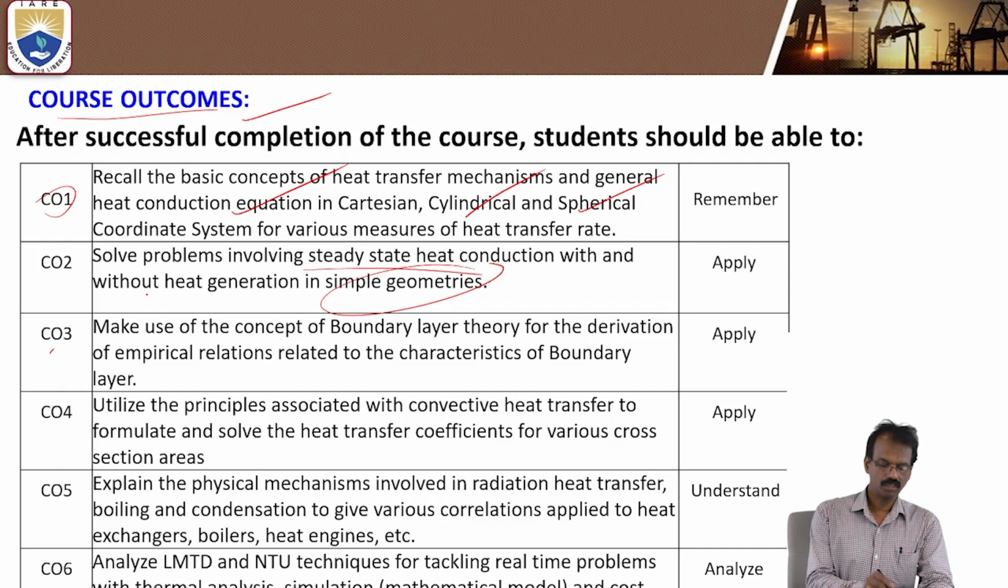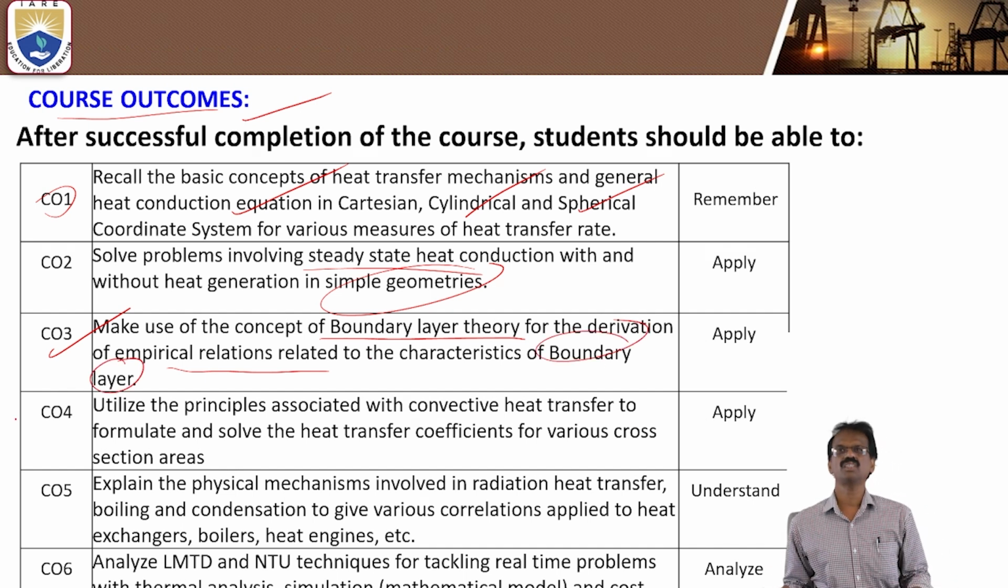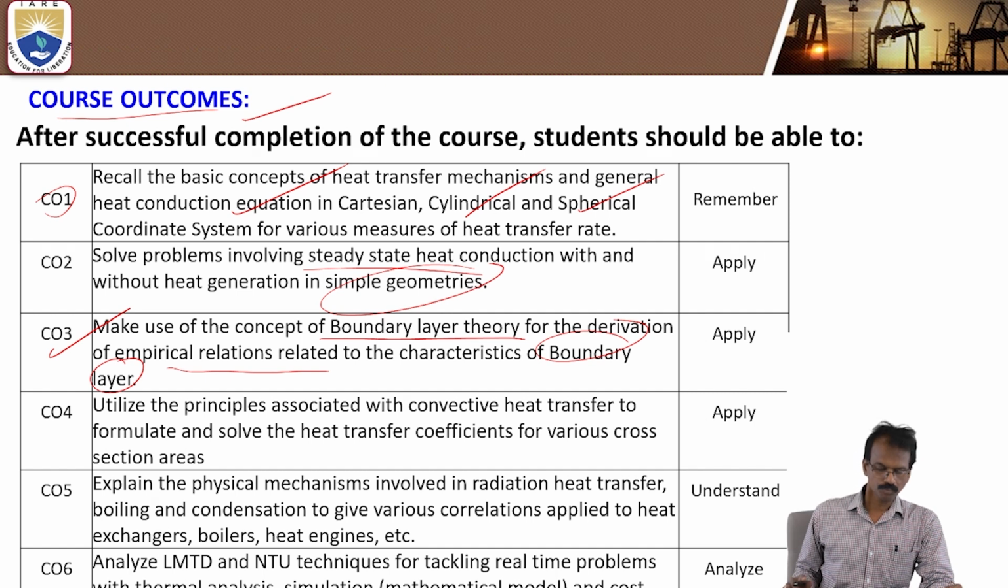Next, the third course outcome: make use of the concept of boundary layer theory for the derivation of empirical relations related to the characteristics of the boundary layers. Here we will see two types of boundary layers, the velocity boundary layer and the thermal boundary layer. So finding the boundary layer thickness is very important.